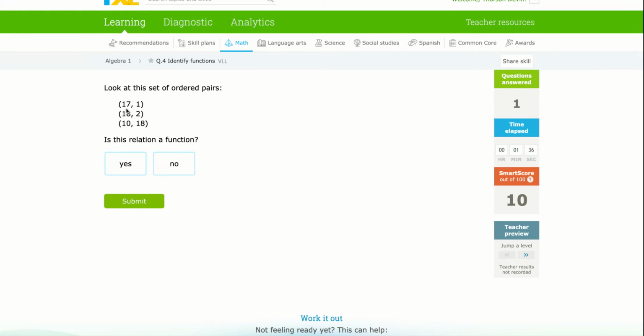Again, for a relation to be a function, every 17 can only go to 1, but there's only one 17. There's only one 18 that goes to a 2. There's only one 10. So as long as I don't see any repetition in the x values, it is a function.